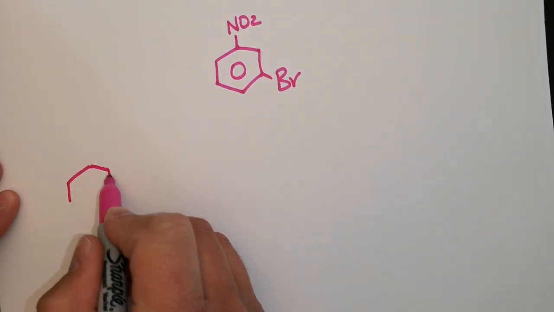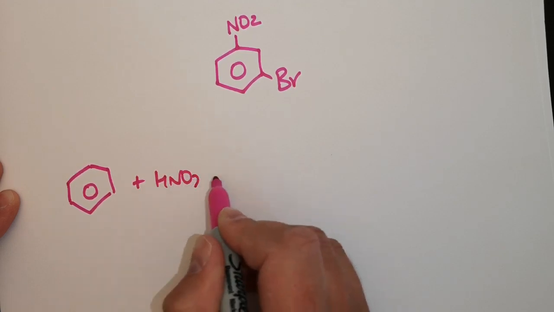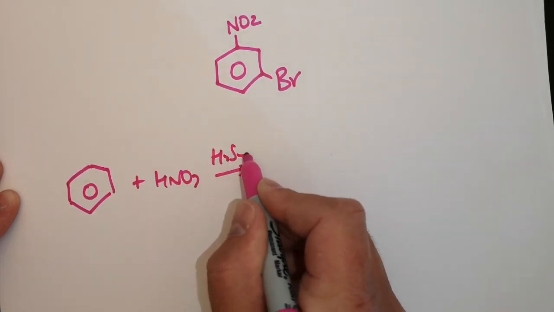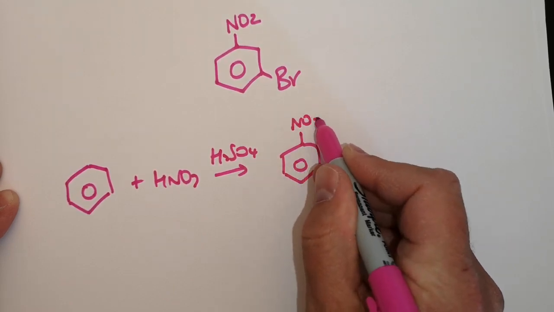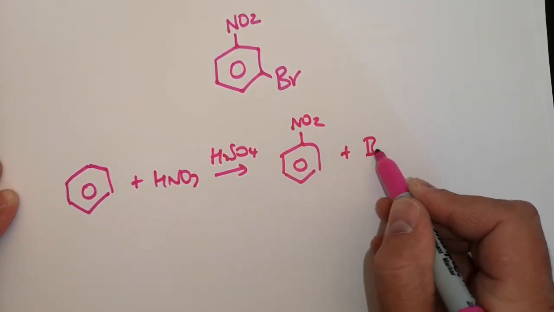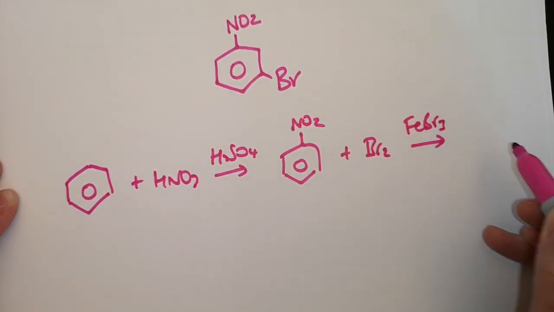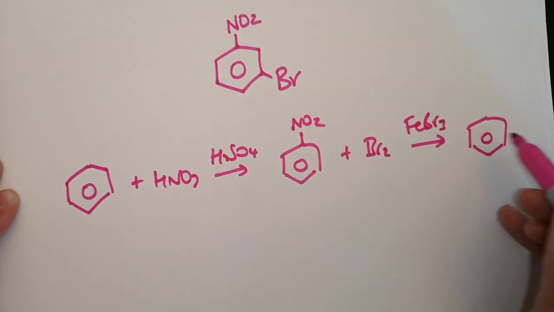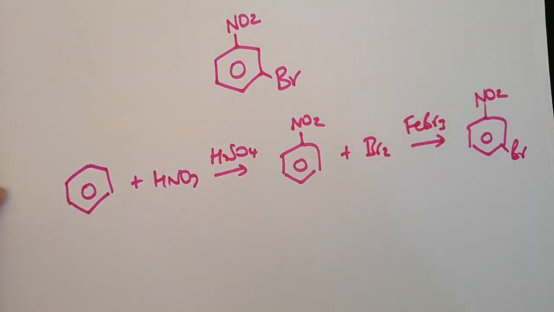So again, our full synthetic scheme would this time be a little bit reversed, in that we'd add the nitric acid with the sulfuric acid catalyst first to make nitrobenzene, and then to that we'd then add bromine with a halogen carrier to make 3-bromonitrobenzene. I have omitted side products at each stage.